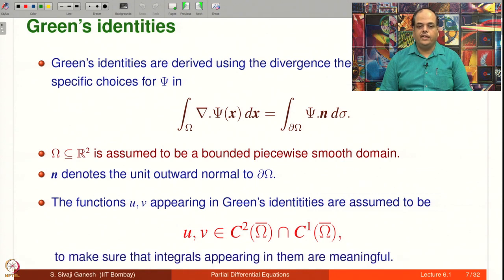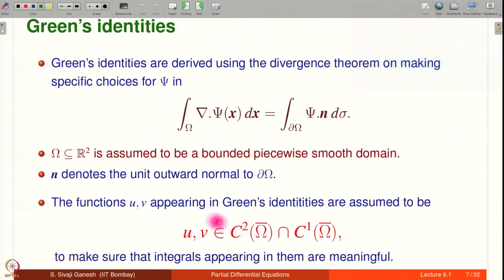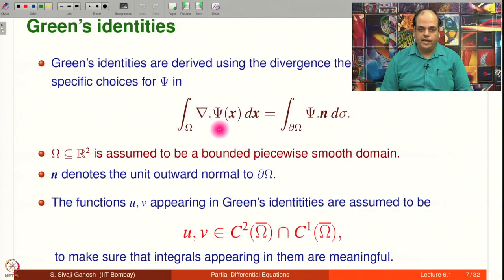To make sure that the integrals appearing in them are meaningful. First of all, for this integral to make sense, it is enough that the integrand is continuous on omega bar, and that is guaranteed if psi is C1 of omega bar. Later on we are going to see an integral which features second derivatives as the integrand, that is why we are assuming C2 of omega bar.